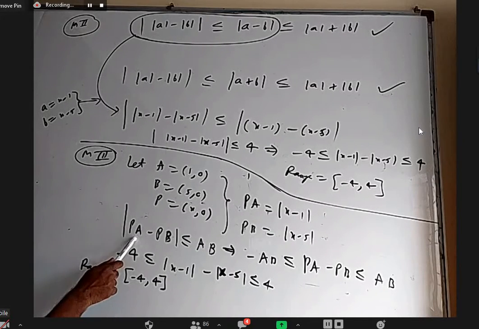Okay, this is mainly that the difference of two sides of a triangle is less than the third side. It can be equal to the third side if they're collinear.